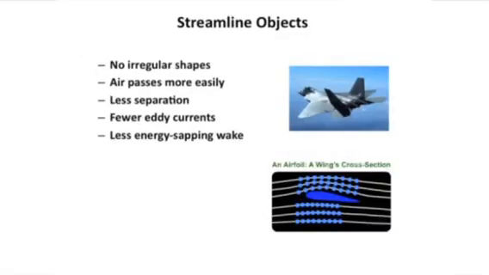Streamline objects, on the other hand, are different. With streamline objects, we do not have irregular shapes. The air is able to pass more easily. We have less separation of the air from the object, fewer eddy currents, and fewer energy-sapping wakes. Here we see a typical airfoil. Now, if I look at an airfoil and I look at the stream of air that goes around it, here the air is coming from the left and moving toward the right. We're going to look and see what happens with different layers of air as the air passes over the streamline object.